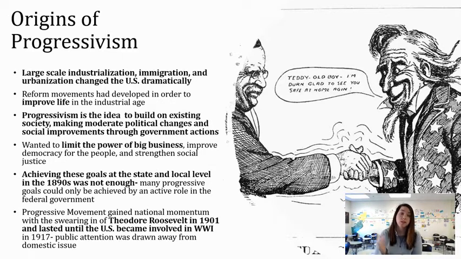Most progressives wanted to limit the power of big business, those large monopolies: Standard Oil, U.S. Steel, the railroad industries. And then become more democratic. So we're going to talk about civil rights a little bit as well, and women, but even at the local level, trying to encourage more democracy, and then strengthen social justice.